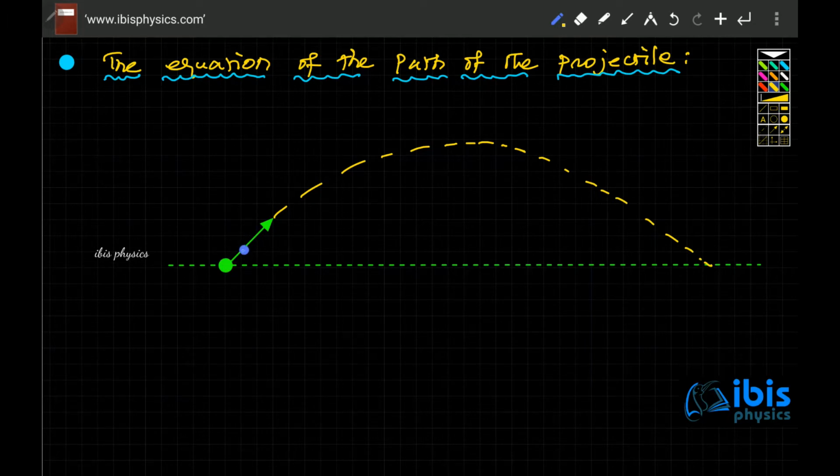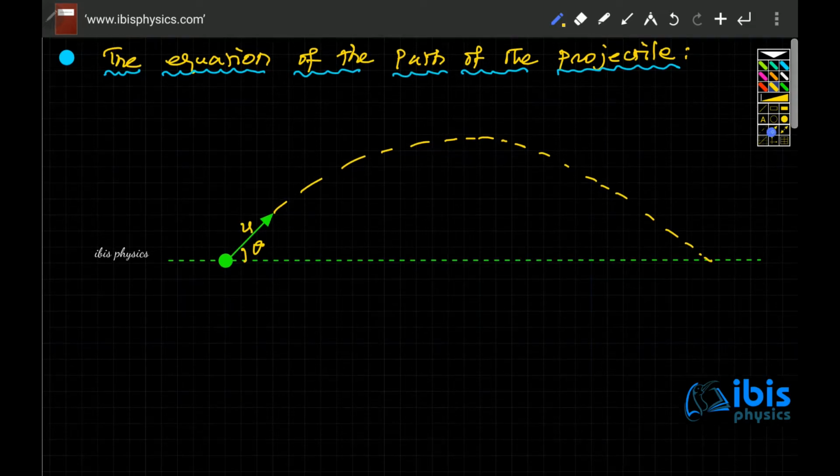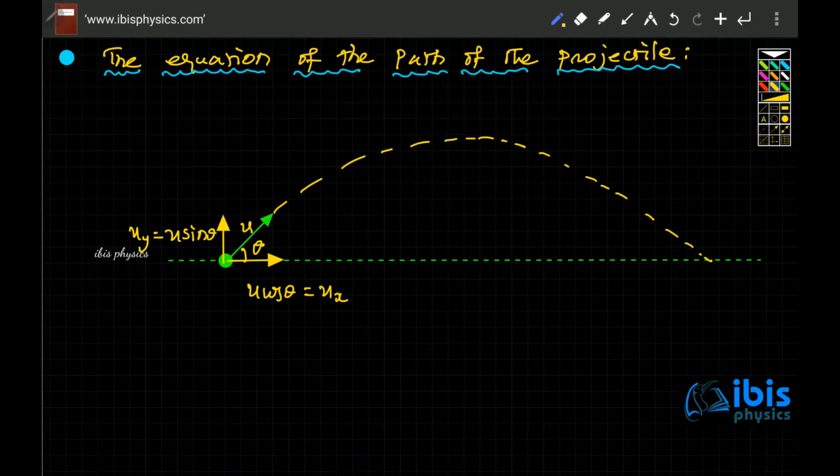When this ball is projected at an angle theta with the speed u, as we have been dealing with it, it has horizontal velocity which is u cos theta and vertical velocity u sin theta. The initial horizontal velocity is u cos theta, which we call ux. The initial vertical velocity uy is u sin theta.